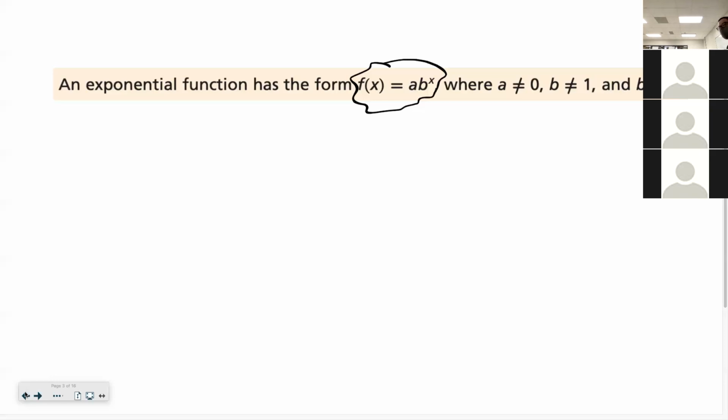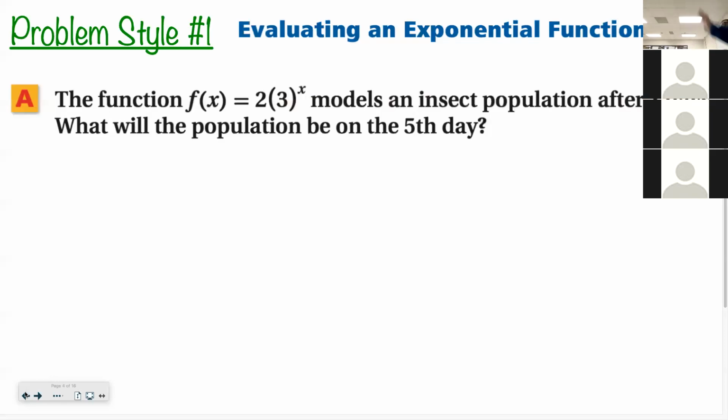Okay, we can change page now? All right. So we're going to do a couple of these, and honestly, I'll probably skip some because I think it'll feel really easy to you because you did harder ones yesterday. So this one says the function f of x equals 2 times 3 to the x models an insect population after x days.